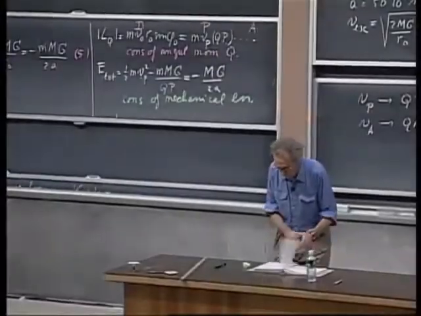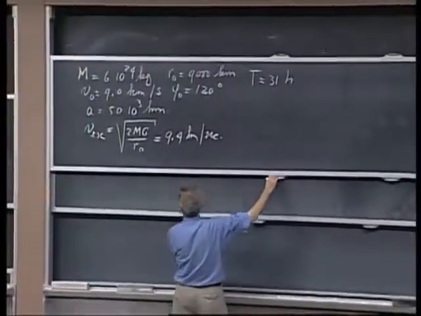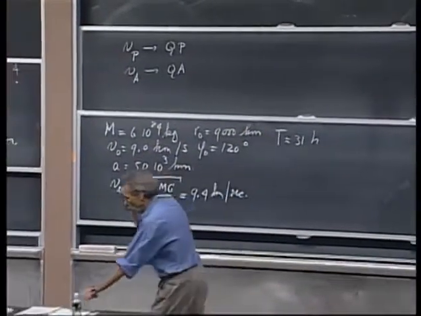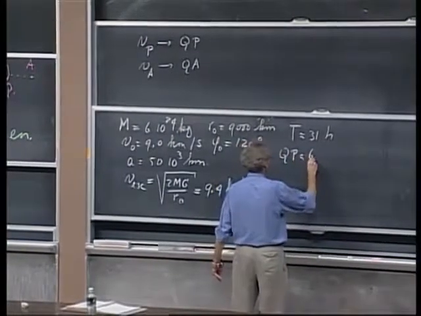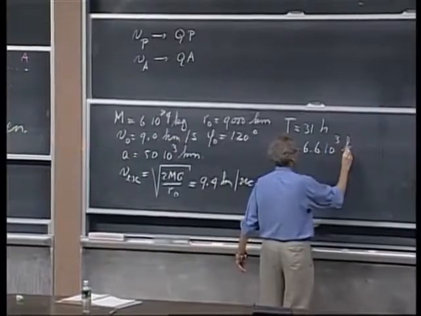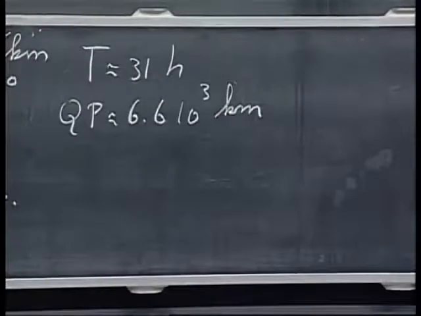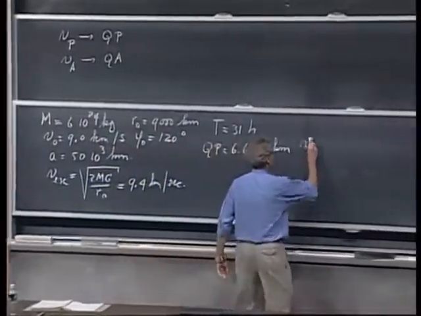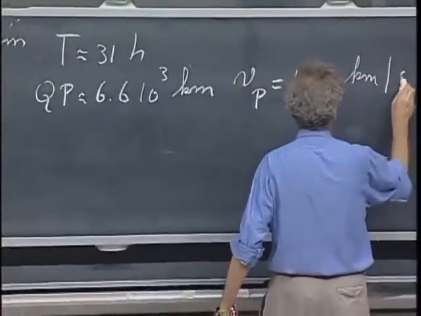And if I now use our numerical results and solve that quadratic equation, two equations with two unknowns, then I find that QP, you may want to check that at home, is about 6.6 times 10 to the 3 kilometers. It means it's only 200 kilometers above the Earth's surface. At that low altitude, this orbit will not last very long, and the satellite will re-enter the Earth's atmosphere. And it leads to a speed at point P, at perigee, of 10.7 kilometers per second.